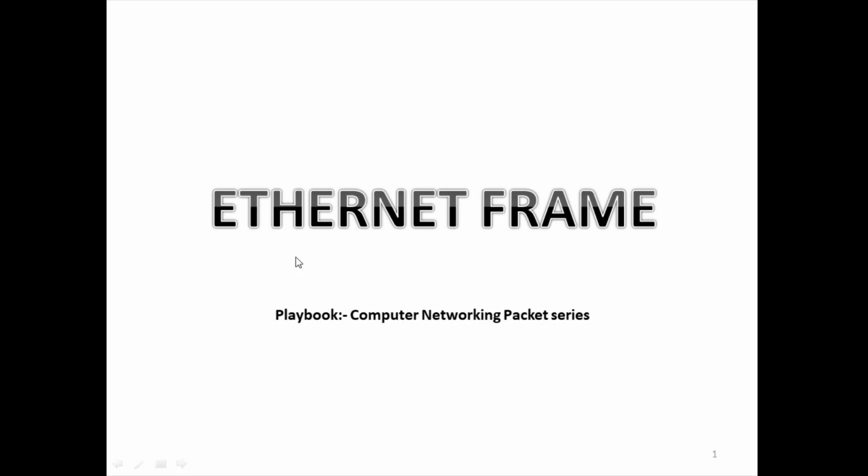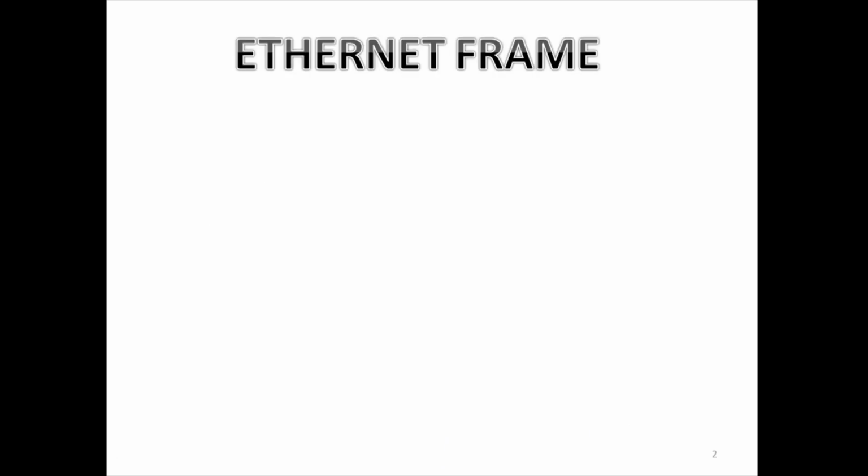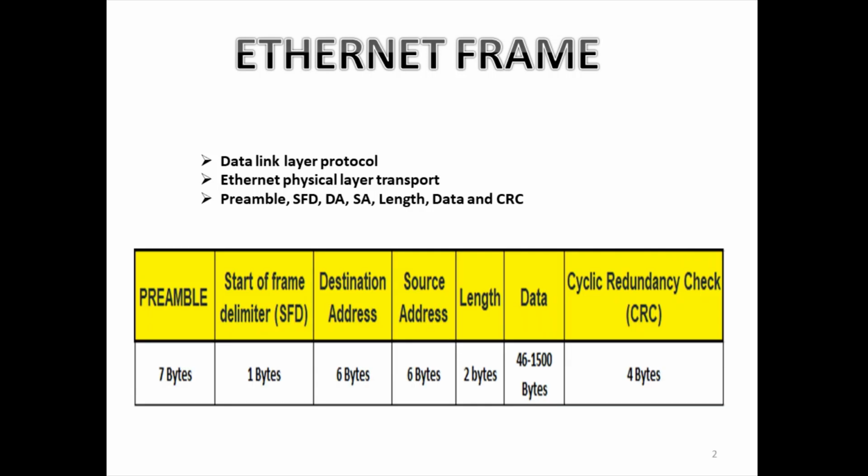In today's video, we are going to unravel the intricate workings of Ethernet frames, the backbone of data transmission within a local area network. So let's get started. An Ethernet frame is a data link layer protocol data unit that enables devices to communicate over a network. It uses the underlying Ethernet physical layer transport mechanism. So let's break down its components.